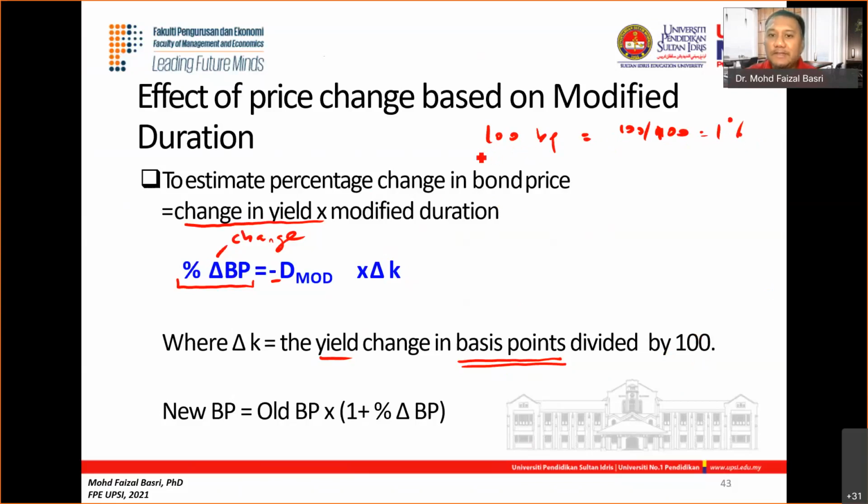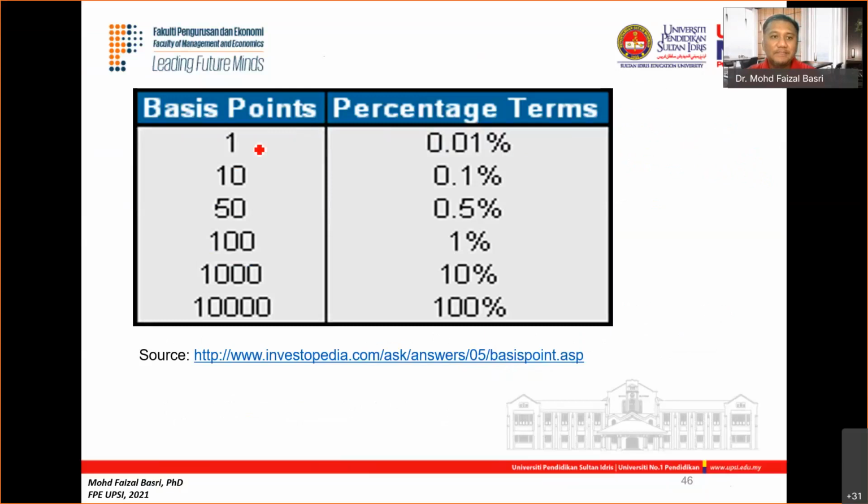Similarly, if they say 50 basis point, so 50 divided by 100 is 0.5%. Again, it can be positive or negative depending on the question. If they say increase 50 basis point, it means it will be positive 0.5%. So the relationship of that, you can see here, the basis point with the percentage terms. The 100 just now, I gave as an example, is equivalent to 1%. So 50 is 0.5%.